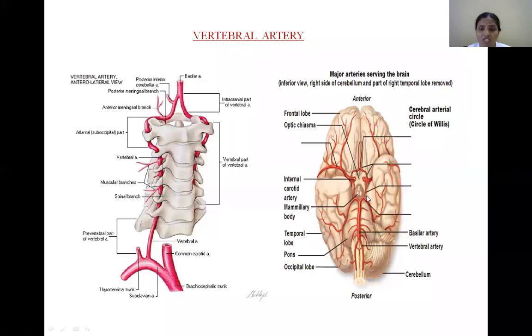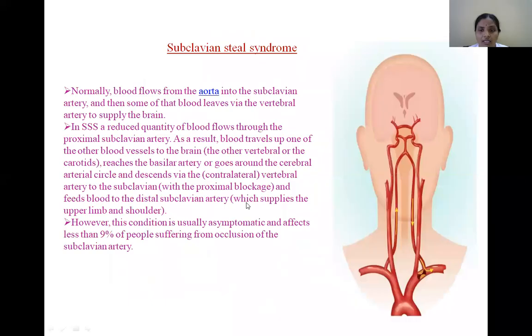By this anastomosis, it provides a collateral circulation, meaning if the subclavian artery is obstructed, this circle of Willis provides a collateral circulation. So coming to what is the subclavian steal syndrome? Usually the blood will pass through the aorta, then to the brachiocephalic trunk on the right side, then to the vertebral artery, and through the vertebral artery, it establishes an anastomosis.